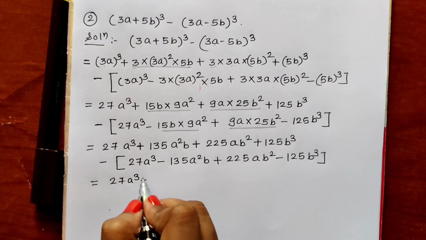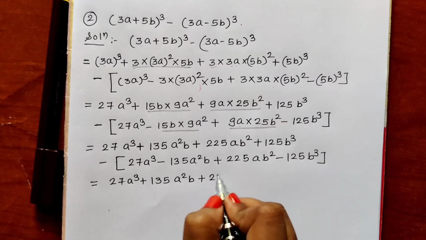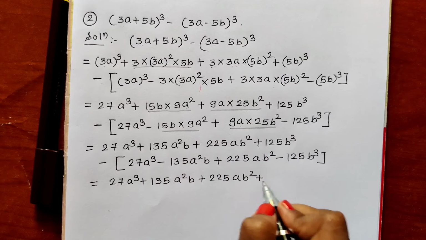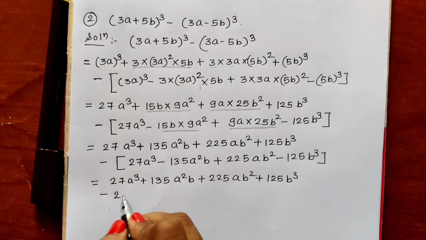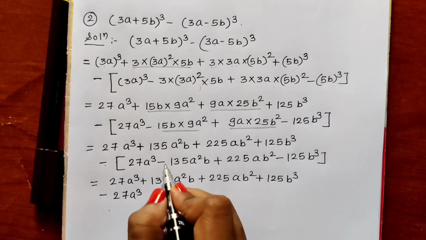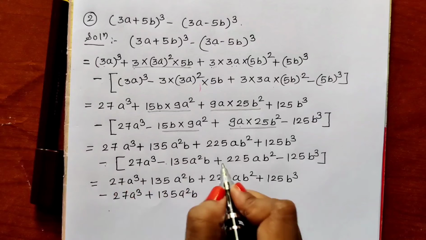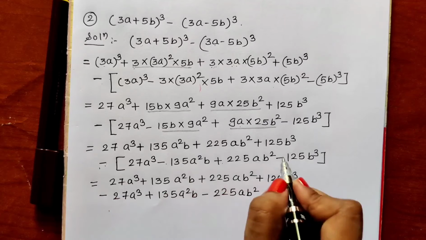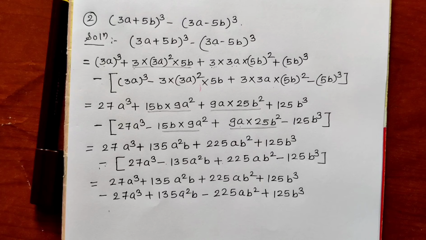27a cube plus 135 a square b plus 225 ab square. We are going to write all these terms as it is, plus 125b cube. Now remove the bracket, minus sign. 27a cube, minus minus will become plus 135 a square b, minus plus is minus 225 ab square, minus minus plus 125 b cube. Now we will be cancelling the same terms with opposite sign.